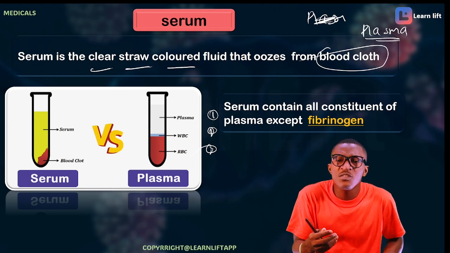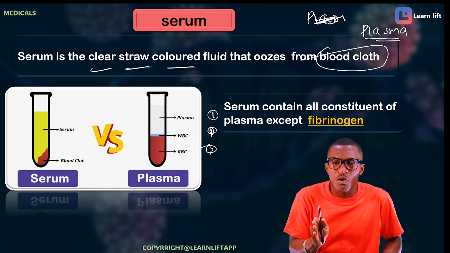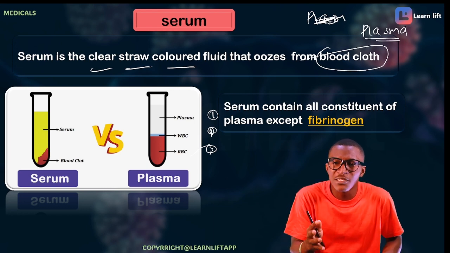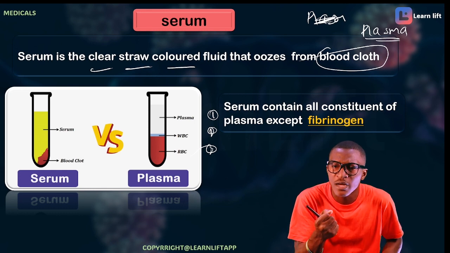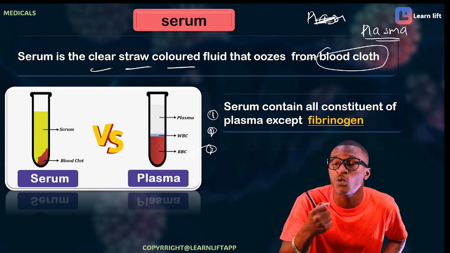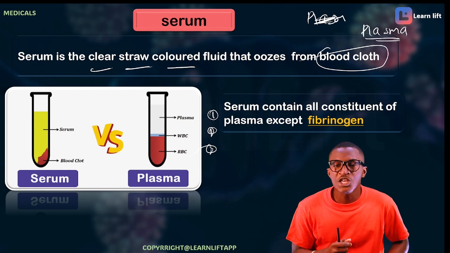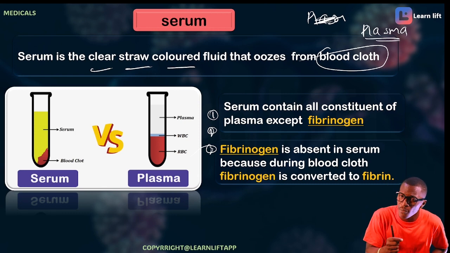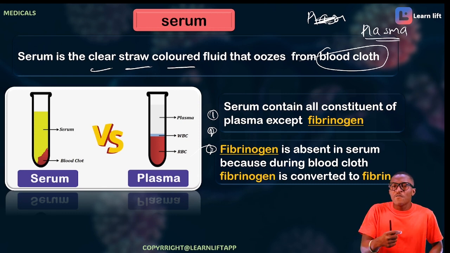Clot means, have you seen where a chicken or a goat or a cow is slaughtered? Just give the blood. After some minutes, the blood will become so strong, it will clump. That clumping of that blood is because there is no anticoagulant. Fibrinogen is the one in charge of that. Take note that fibrinogen is absent in serum because during blood clot, fibrinogen is converted to what? Fibrin.